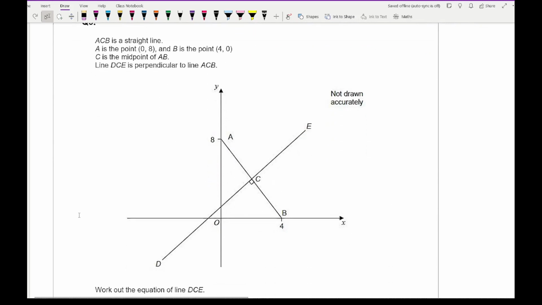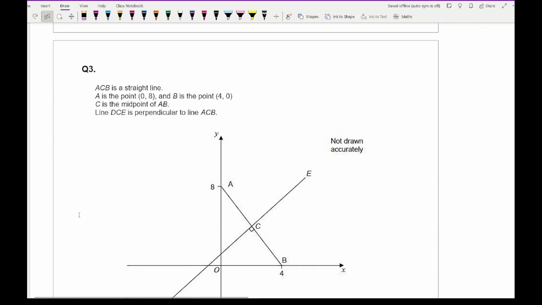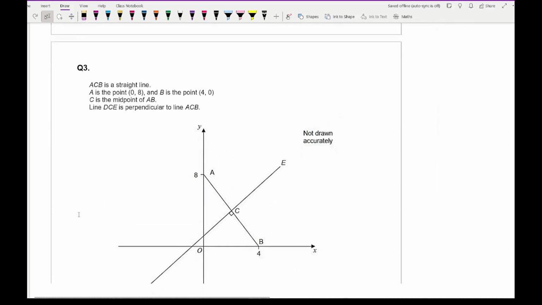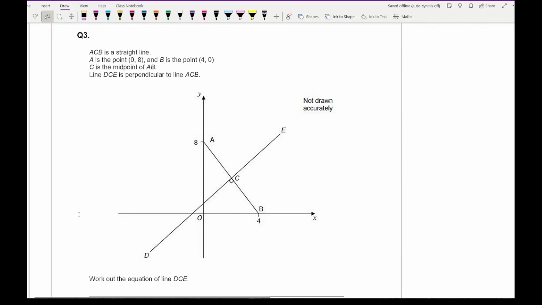Moving on to question 3, it says that ACB is a straight line. A is at the point 0,8 and B is at the point 4,0. C is the midpoint of AB. Line DCE is perpendicular to the line ACB. Work out the equation of DCE. So what I need to do is work out the equation of this blue line. So to work out the equation of a straight line, I need to know the y-intercept, or I need to know the gradient and a coordinate that it goes through.